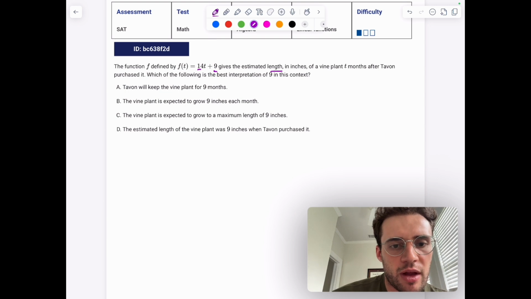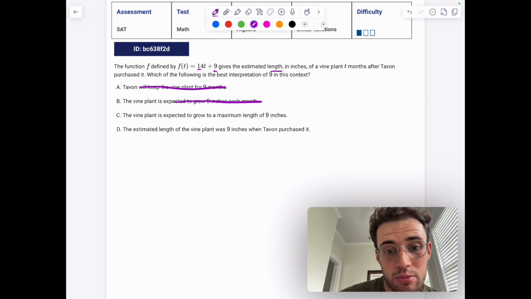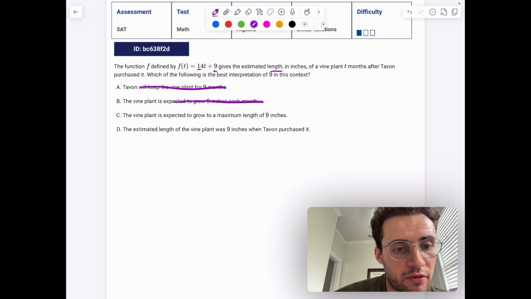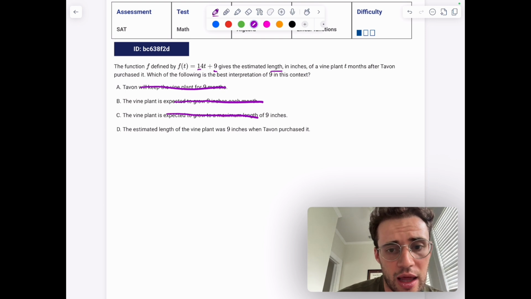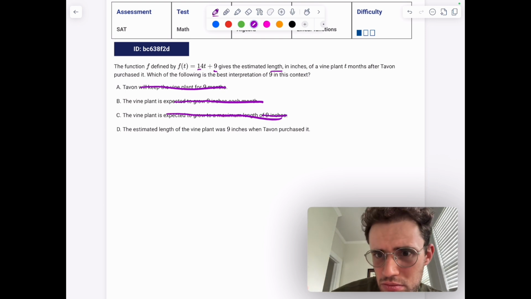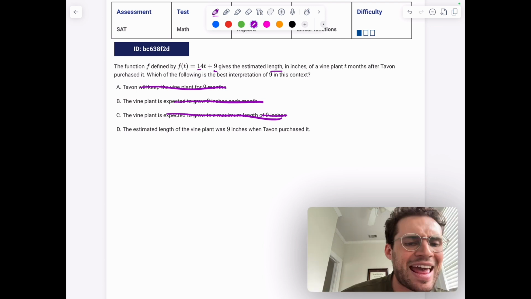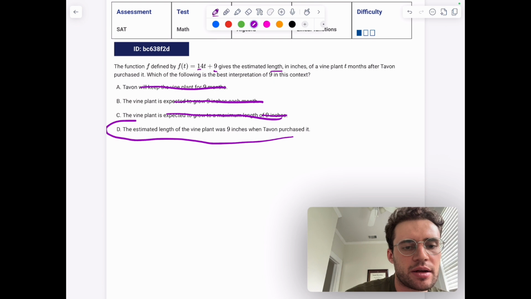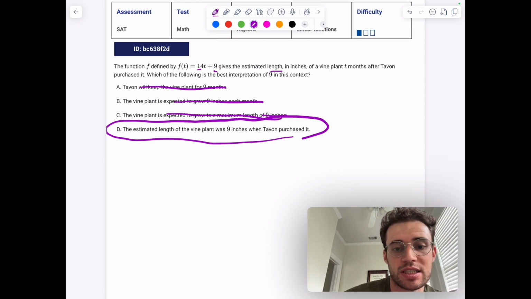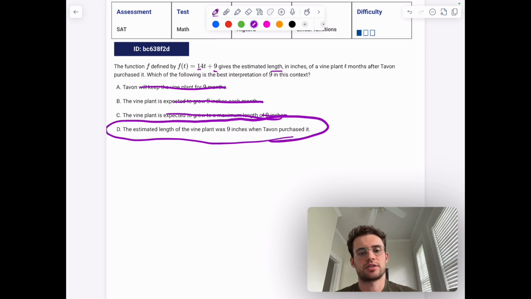So it should be something like that. Tavan will keep the vine plant for 9 months. Now it has nothing to do with the number of months. The vine plant is expected to grow 9 inches each month, and that's 14 inches each month. That's the slope. The vine plant is expected to grow to a maximum length of 9 inches. No, it started at that length, so it's not the maximum. It's getting longer than that each month. The estimated length of the vine plant was 9 inches when Tavan purchased it, right? So at t equals 0, it was already 9 inches.